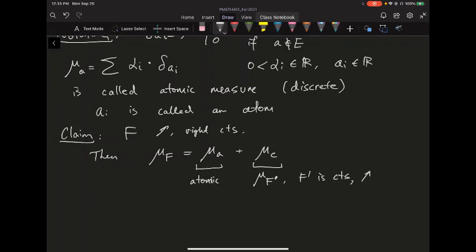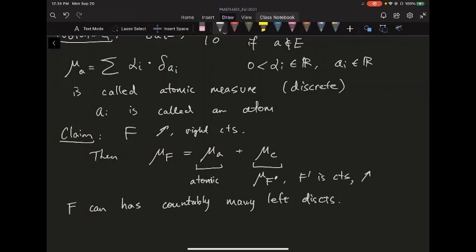Well, I just want to briefly point out that the set of left discontinuities of f has to be countable. Not finite, but countable: f has at most countably many left discontinuities. So why is that?